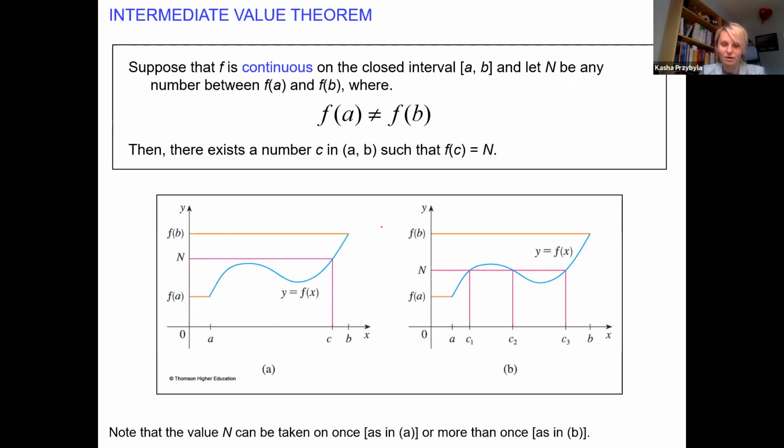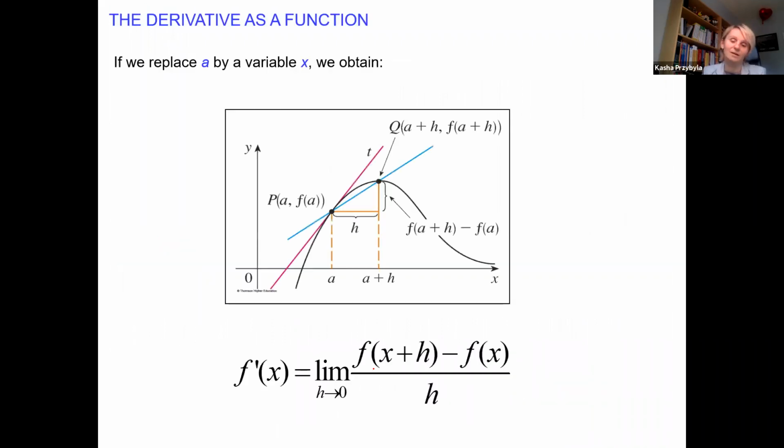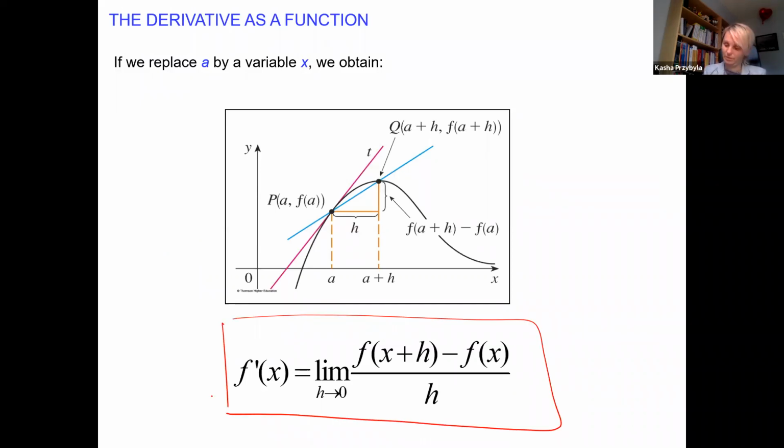Let's keep working. Let me skip this. We remember the definition of the derivative. That was the old form, and we will focus on the h one. This is actually still the definition of the slope of the tangent, but we know that's the derivative. f of a plus h minus f of a over h. Or we can remove a and put x, the derivative as a new function. And that's what we have to know.